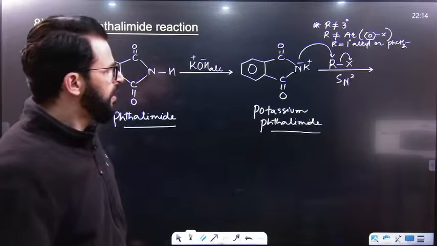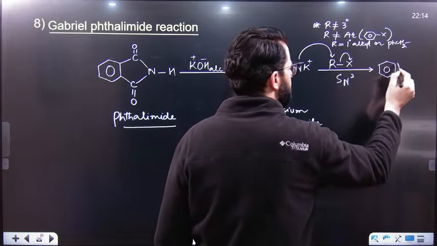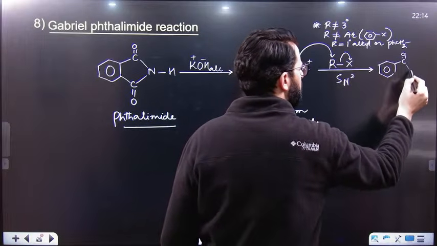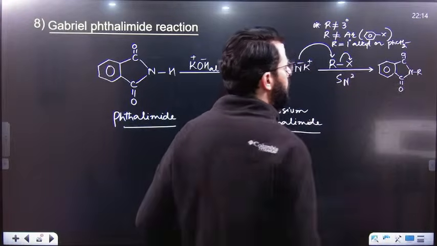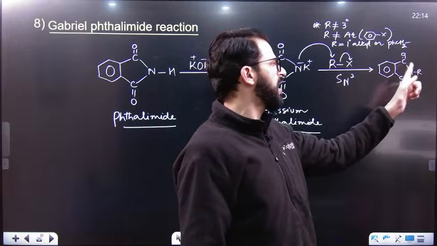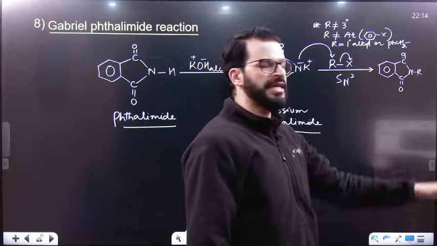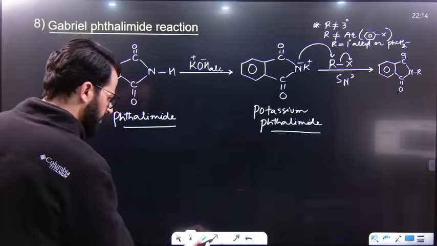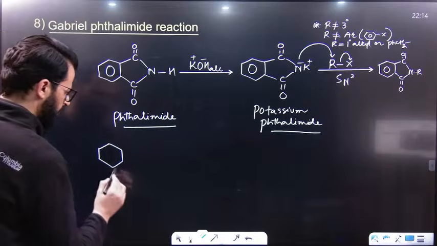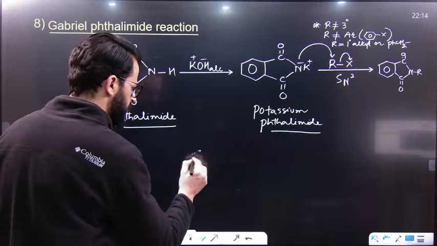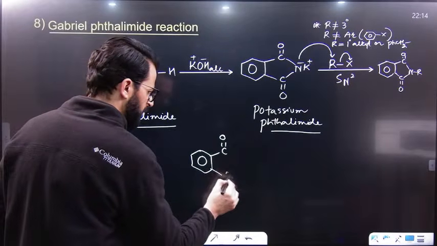Okay, now what will happen over here? It will be simply this one. That means it will result in the formation of N, and here it will be R, after that double bond O. If we take primary alkyl halide, then this is N-alkyl phthalimide. Otherwise, it can be other values like benzyl as well. Now, after that, once this is formed, have a look. Once this is formed, what will happen now? What will happen now?